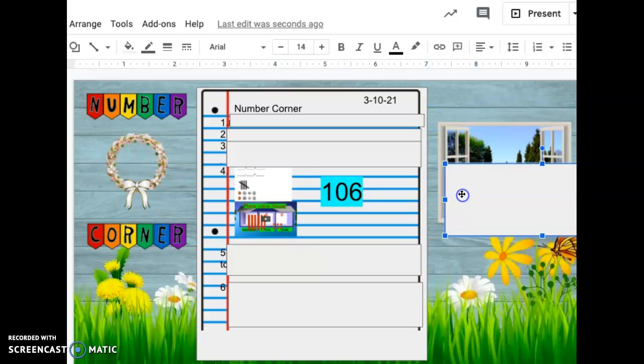Again, press pause if you need more time on number 3. Alrighty, now we are moving on to number 4, and this is the part where we get to represent the number of days we've been in school. So yesterday we were in school for 105 days. So 105 days, 1 more than 105 is 106. So we've been in school for 106 days.